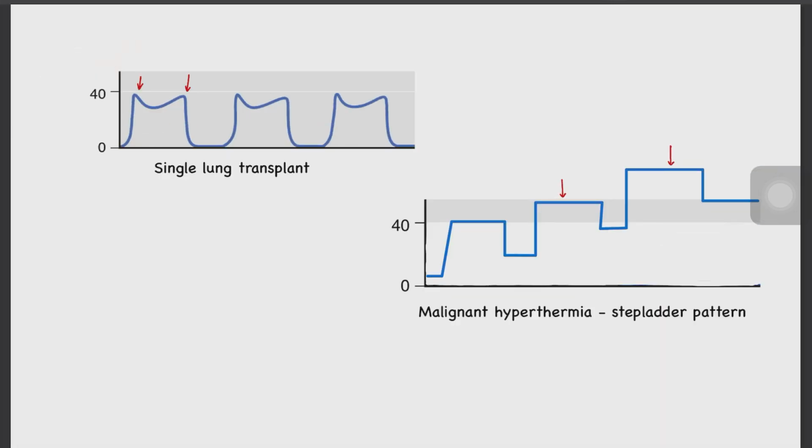In the next capnographic pattern, we have a defect in the third phase or the plateau phase. You can see that there are 2 peaks in the third wave. This is seen in single lung transplant. Now we will discuss the next capnographic pattern. You can see a sudden rise in the EtCO2 with a change in the baseline, which gives a typical step ladder pattern, and this is seen in malignant hyperthermia.